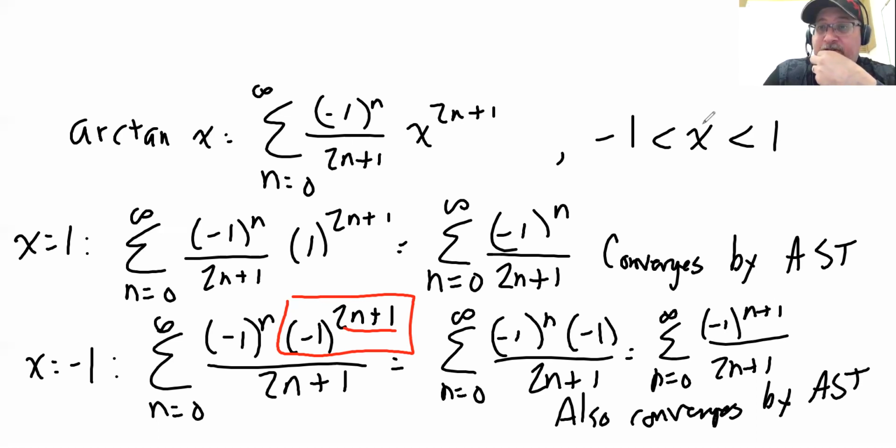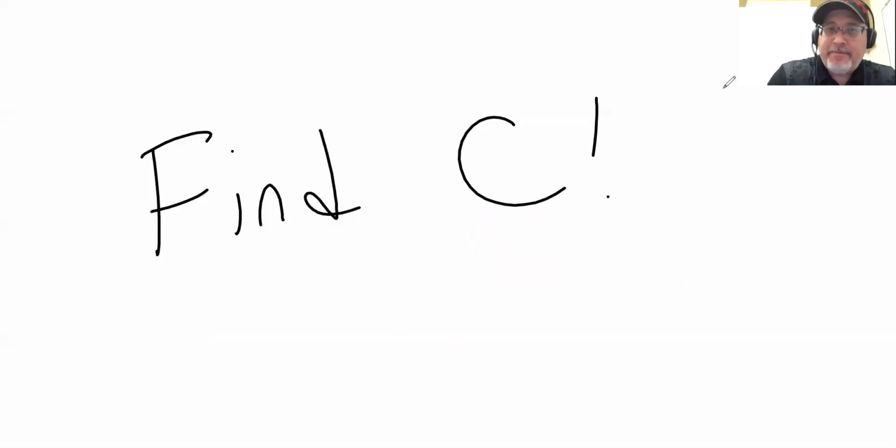The only difference between the alternator here and the alternator there is that they shift places. The first alternator, this one, starts out positive when n equals 0. This alternator starts out negative when n equals 0. So that's the difference between those two alternators. They're still alternators. One just starts positive, one starts negative. But both series converge by the alternating series test. So we pick up convergence on both ends of the interval. Oh, don't forget that.